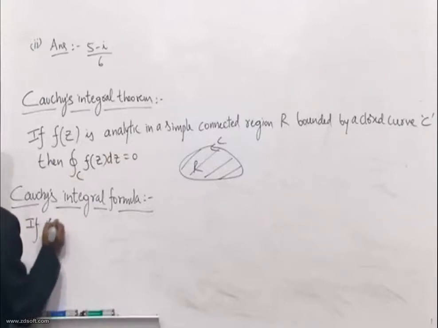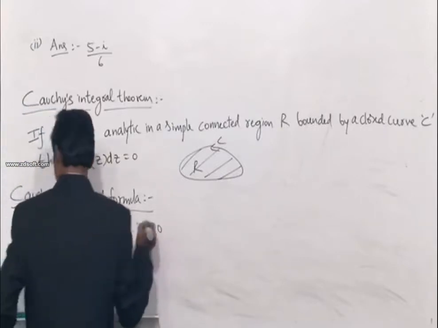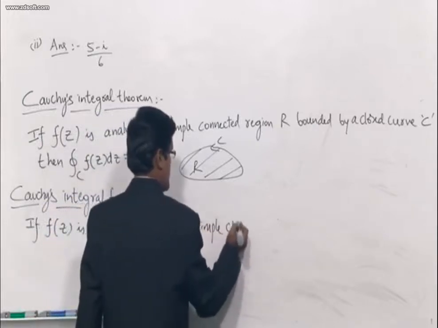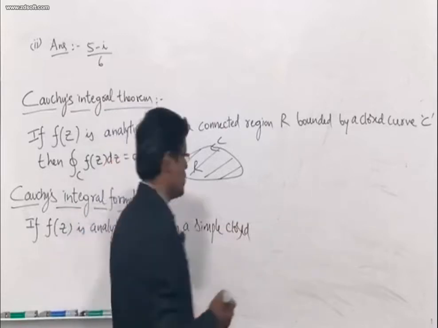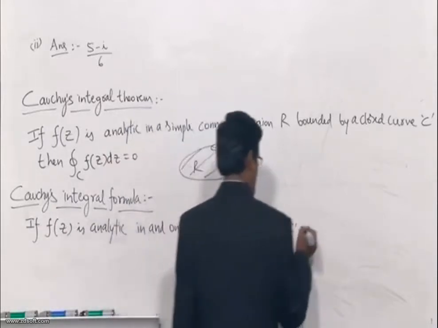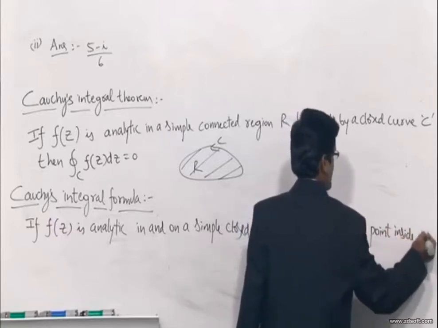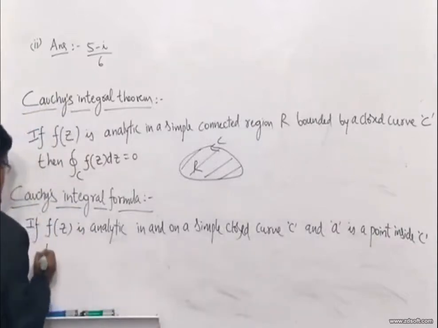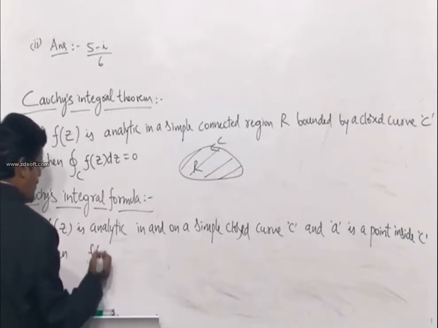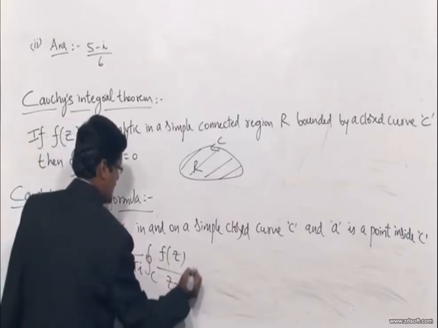If f of z is analytic in and on a simple closed curve C, and A is a point inside C, then f of A is equal to 1 over 2 pi i, integral over C of f of z divided by z minus a dz.